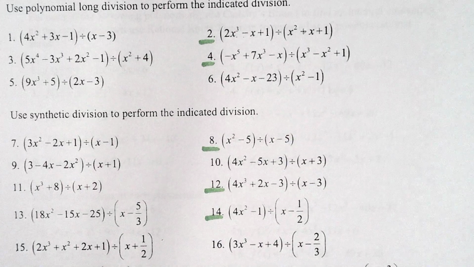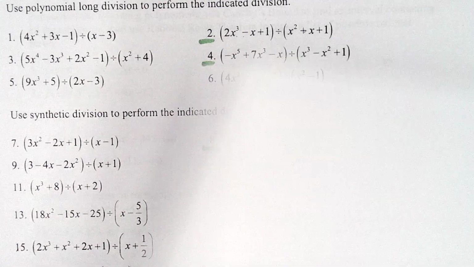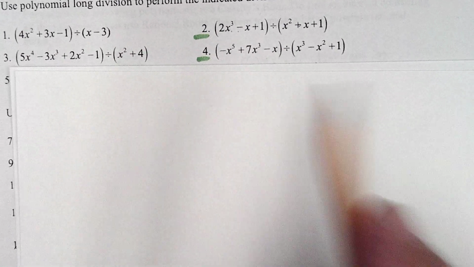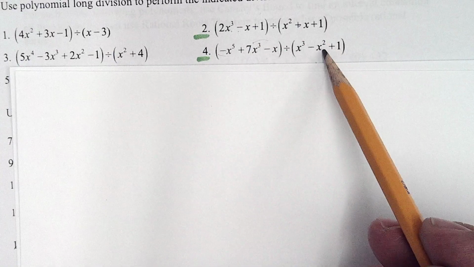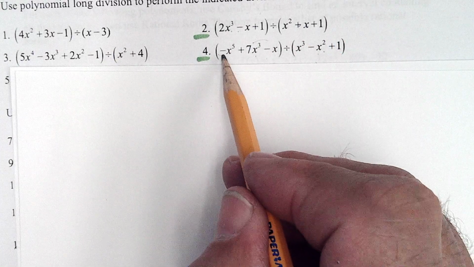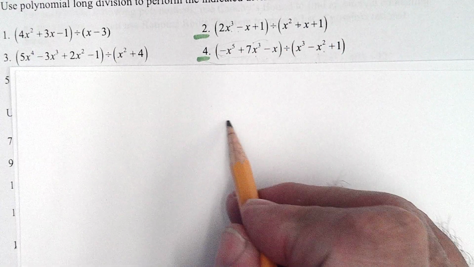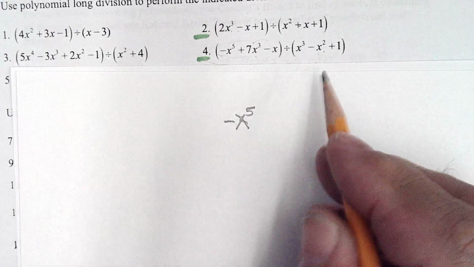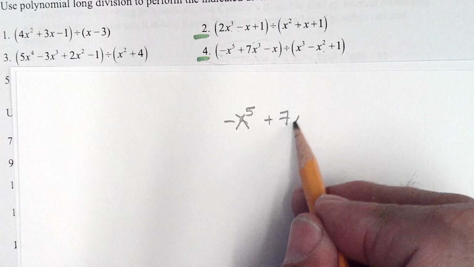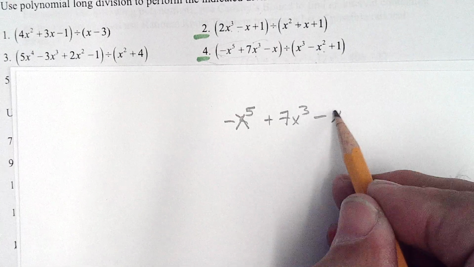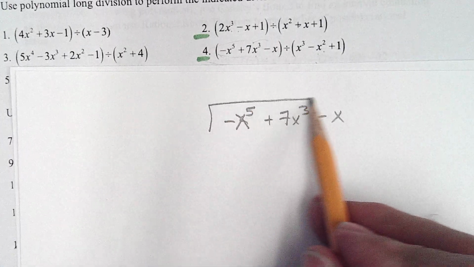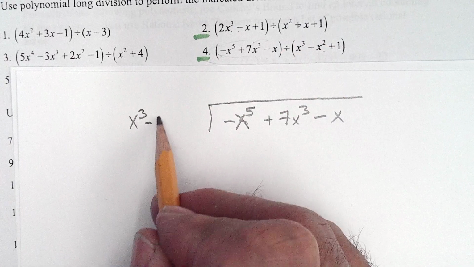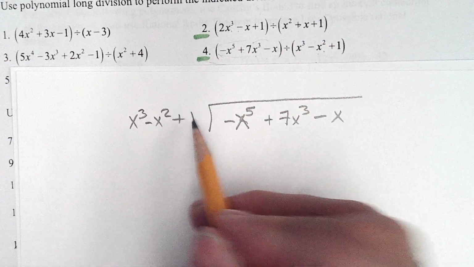All right, let's do 4. So I'm dividing. This is being divided by this. So this goes into this. So I got to put this underneath. Negative 5x to the fifth plus 7x to the third minus x. And I'm dividing by x to the third minus x squared plus 1.